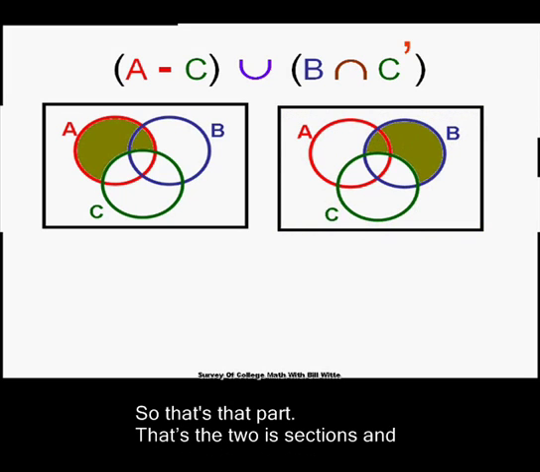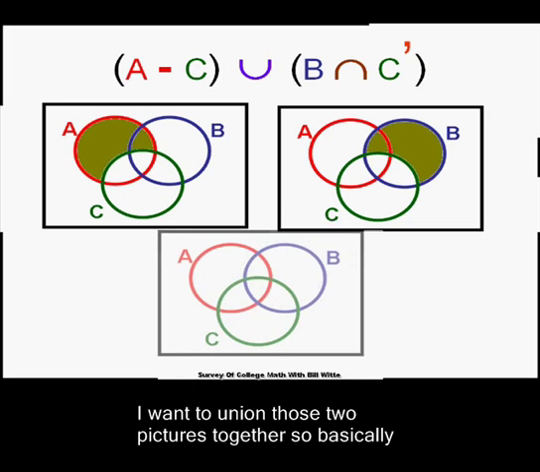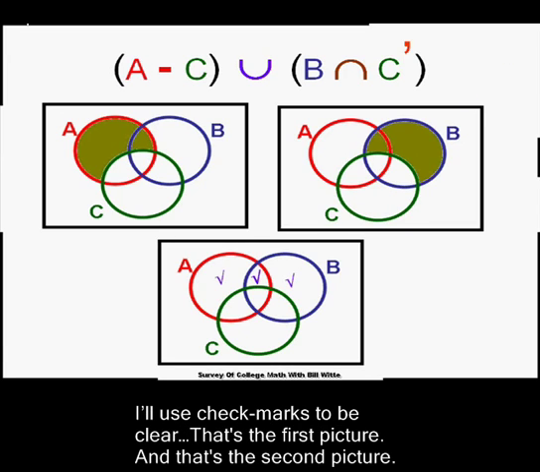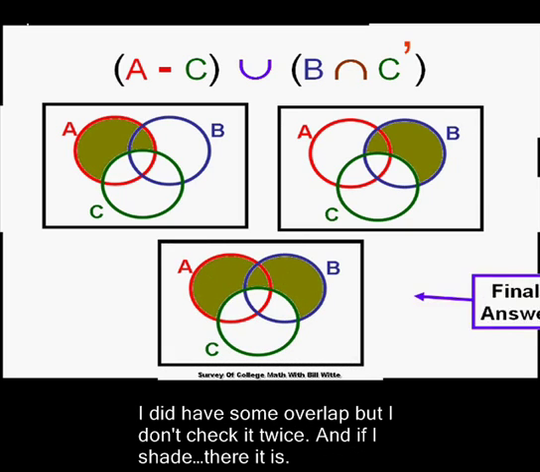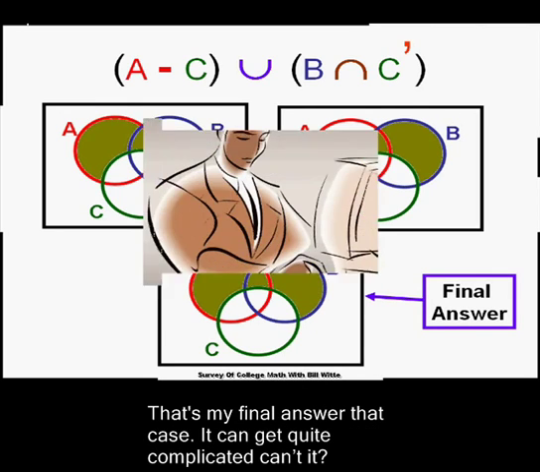Okay, so that's the two sections, and I want to union them. Now what am I going to do? I want to union those two pictures together. So basically I shade what's in both pictures. That's the first picture, and that's the second picture. I did have some overlap, but I don't shade it twice. And there it is. That's my final answer in that case. It's quite complicated, isn't it?